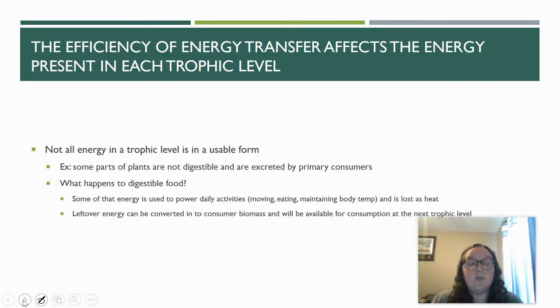Some of that energy will be used to power daily activities. So all organisms need to move, eat, maintain their body temperature, whatever. So that energy that's used to power daily activities will be lost as heat. The leftover energy is converted into consumer biomass and will be available for consumption at the next trophic level. So whatever eats that thing. So if we're talking about a cow or a chicken, for example, that leftover energy will be available to you if you are choosing to eat cows and chicken.